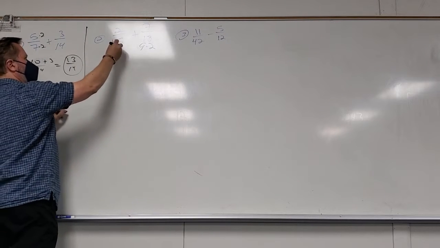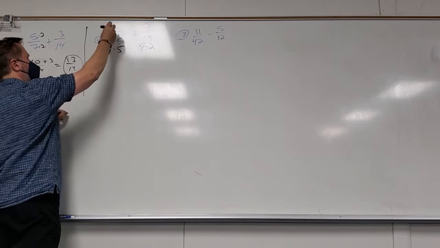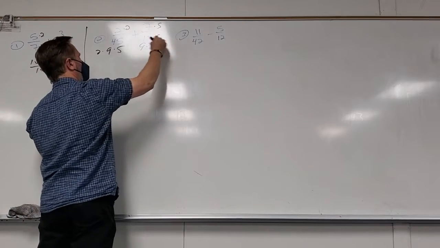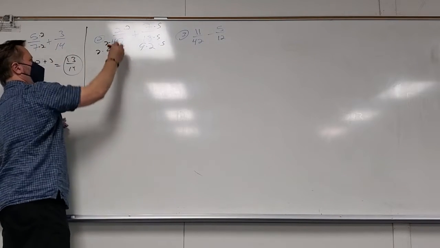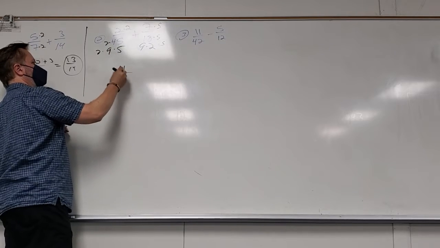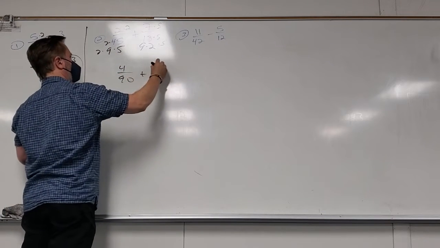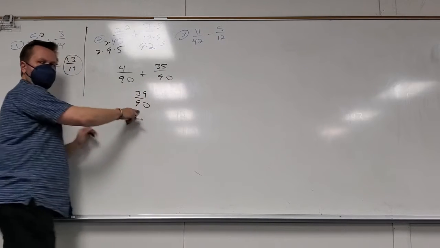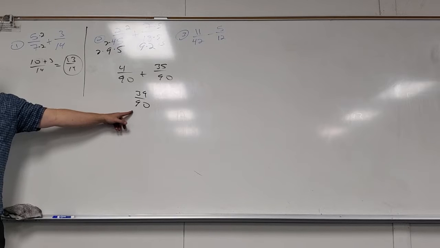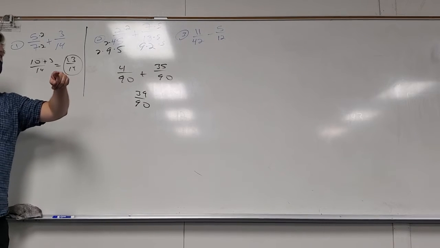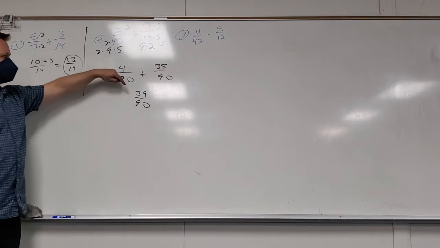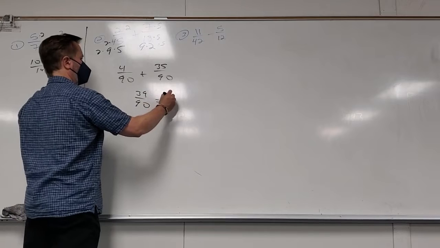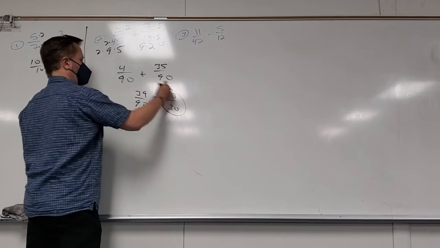I know he's missing what? A 2. He's missing a 2. And he's missing 5. So I get 4 over 90 plus 35 over 90. 39. Is that acceptable? No. Divide by 3. 3 plus 9 is 12, multiple of 3, 9 plus 0 is 9, multiple of 3, 3 goes in about 3.